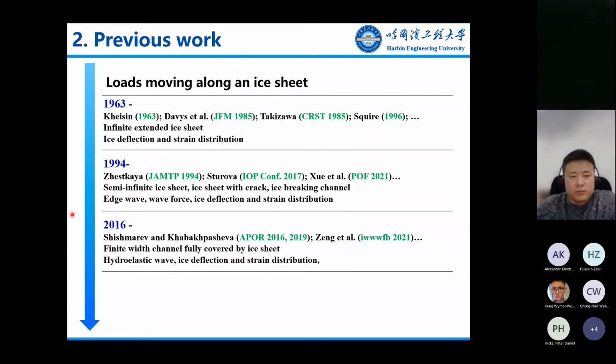Ice channels are very common in inland rivers, where the effect of vertical walls cannot be neglected. So, as in the ice tank, Sushimov and Kapapashia considered the problem of a load moving along an ice channel. It shows that the effect of vertical walls on the ice responses is very significant.